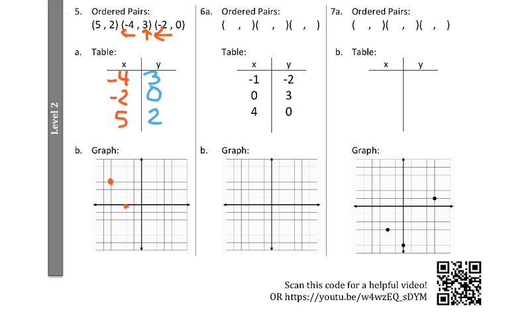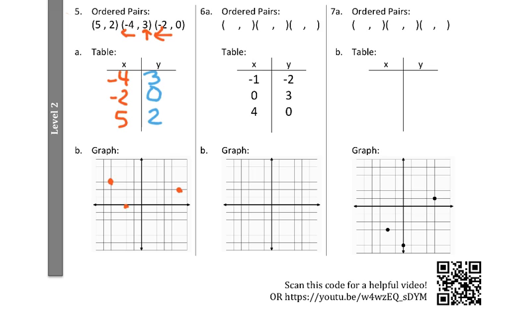And then we're going to go to the right 5, and then up 2. There's a dot right there. And that's how we make a graph of those ordered pairs. Okay, I think you can handle number 6 on your own. Let's go ahead and do number 7.